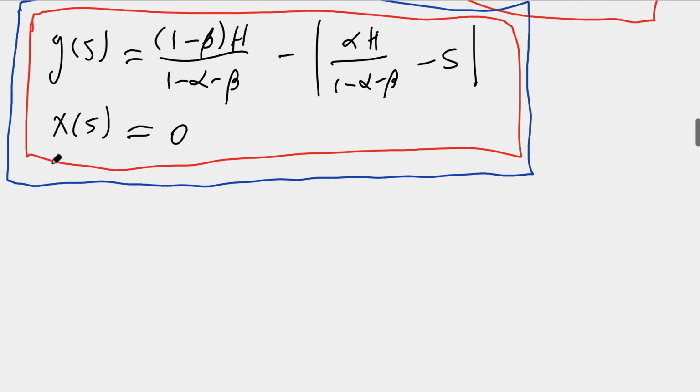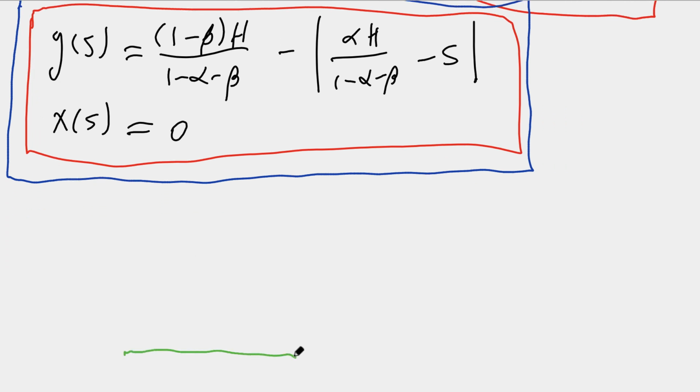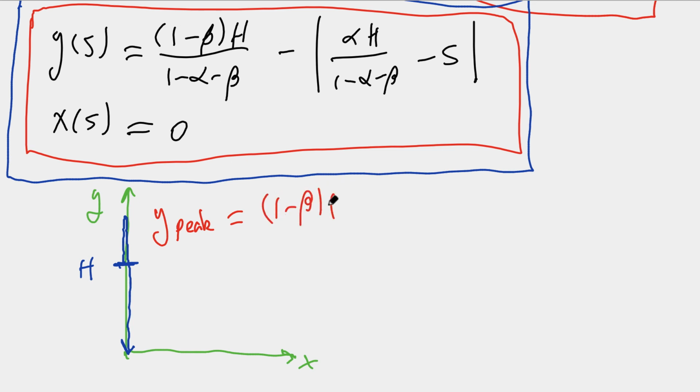So let's draw a picture. Here's the x-axis, which coincides with the floor. This is the y-axis. And the bottom of the container is at a height h. The chain is lifted out of the container, rises to some maximum height, and then falls back down to the floor with 0 width. And this peak height, call it y peak, is just given when s is equal to this value. So it's equal to 1 minus beta times h over 1 minus alpha minus beta.